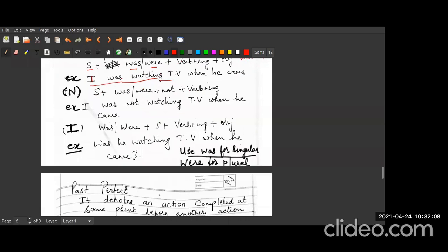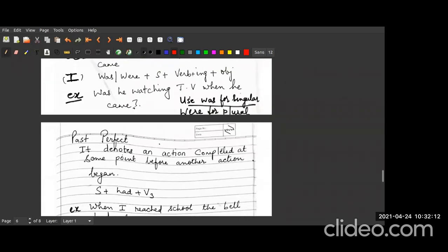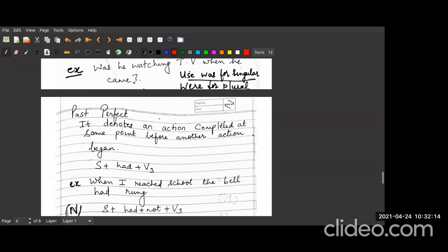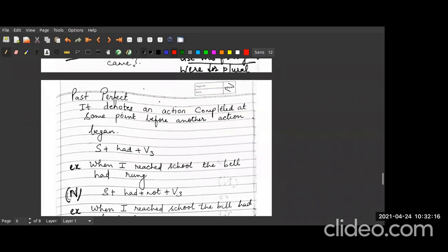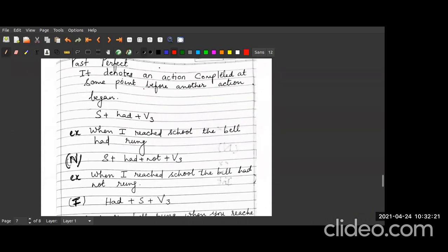Okay. Then we come to past perfect. So what is the structure in the past perfect? Subject plus had plus V3. So an example is: when I reached school, the bell had rung. Or a simple sentence, I had gone to the market.